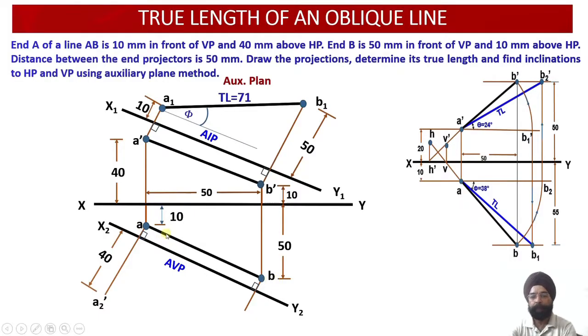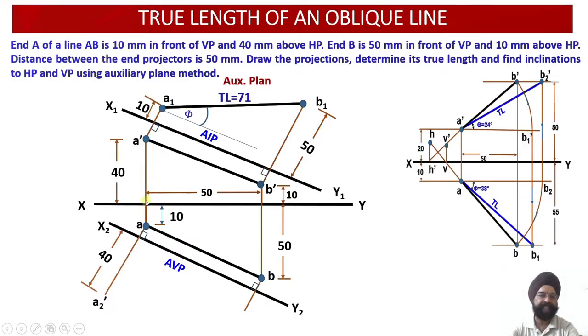So since my plan projection line happens to be parallel to the AVP, that means it is parallel to my vertical plane, and now on the vertical plane in the front view I am going to get the true length of the line. So I need to measure the distances in the front view. Please see, this is the distance of end A in the elevation, 40 millimeter.